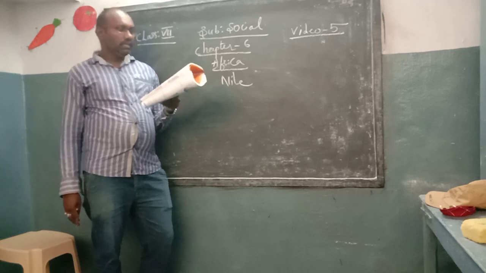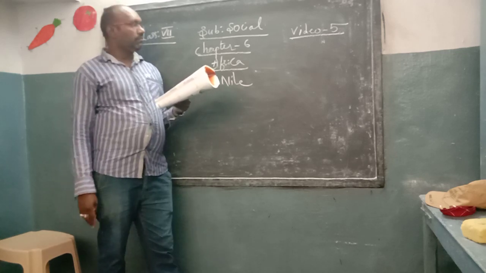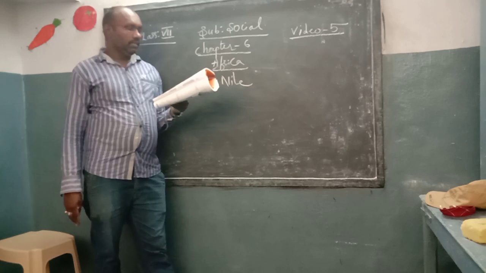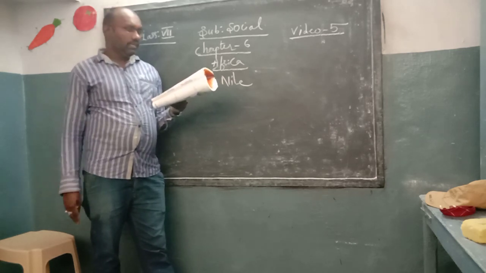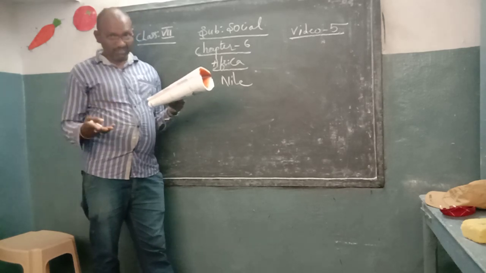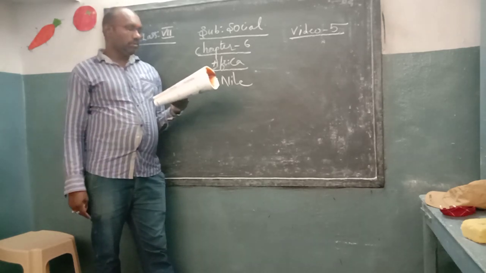It's flowing towards Egypt. Most of Egypt is a desert, so the maximum part of Egypt is desert. The Nile has helped a civilization develop in the desert. Egyptian civilization, meaning education, started several thousand years ago.